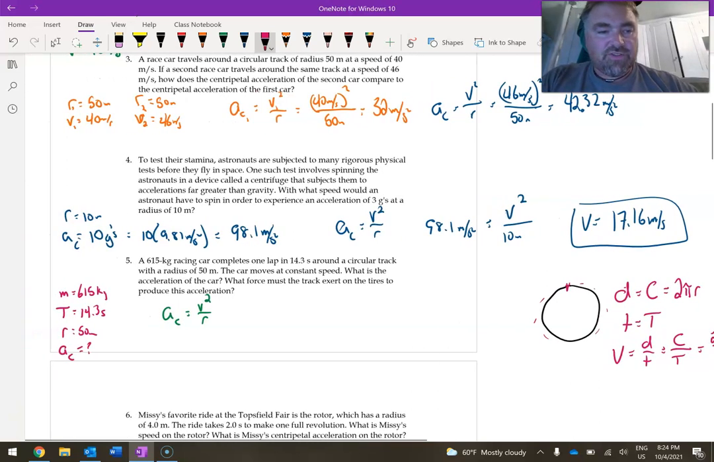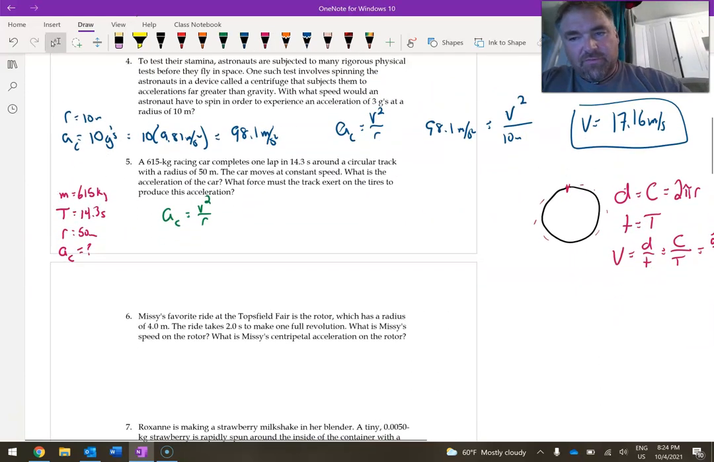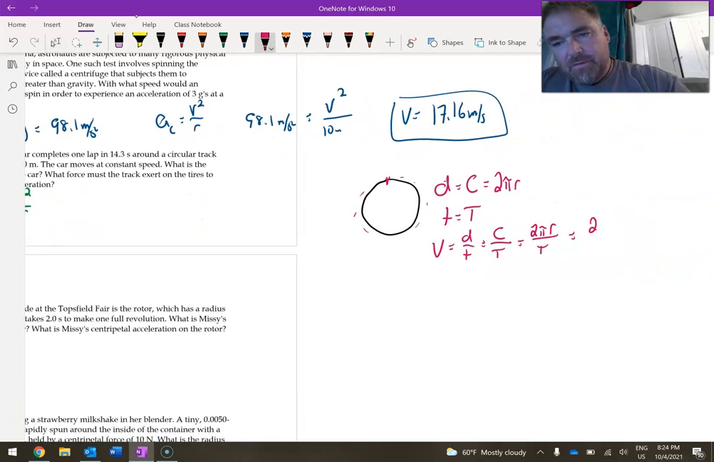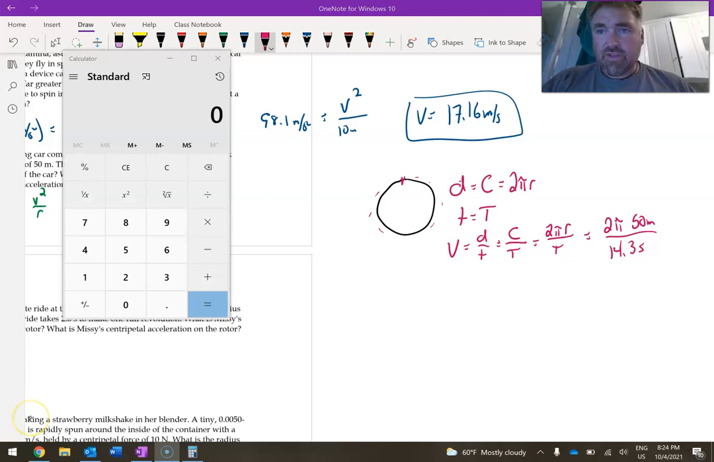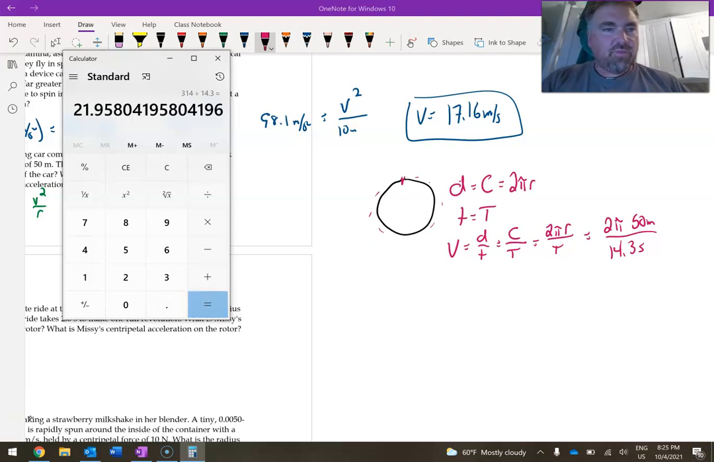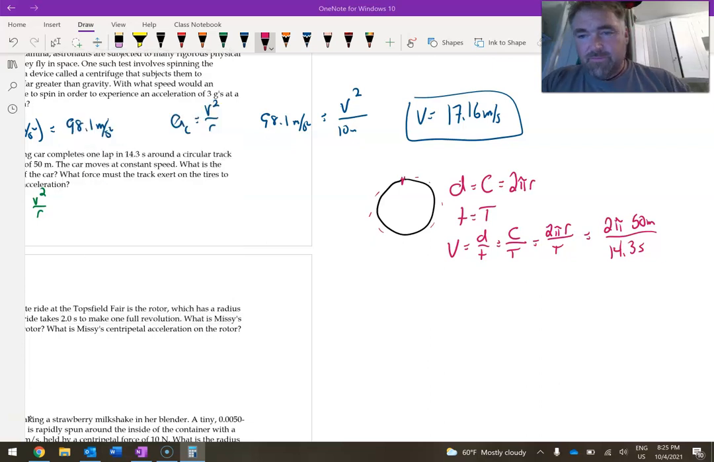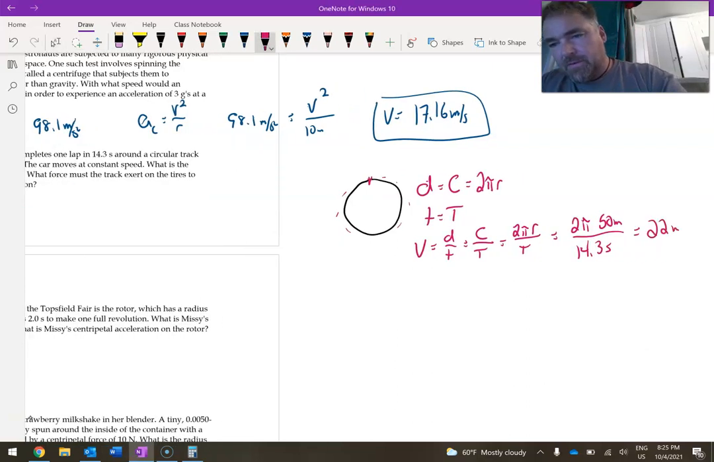So I need to find the speed first. Let's put this right down here. We've got 2 pi times my radius of 50 meters, and we're going to divide that by my period, which was 14.3 seconds. I need to pause for 1 second while I figure this out, because I did not pre-calculate this one. Actually, I'll let you see me do it. I'm going to go 2 times pi, so I'm just going to use 3.14, and then multiply that by the 50 meters, and then divide that by my 14.3 seconds. And so I get a speed of 21.95. I'm going to round that up to 22, so 22 meters per second.